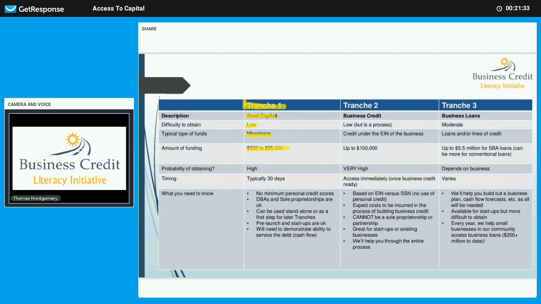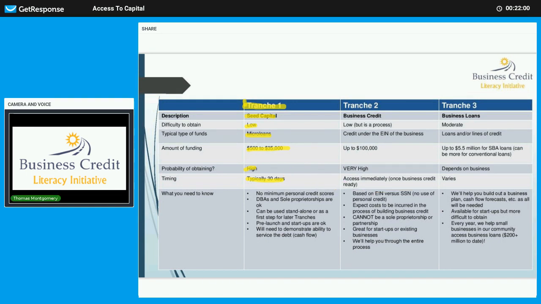Now I realize you might say, oh, $20,000 is not enough. Well, maybe it's enough to get started. Maybe it's enough to buy some inventory or to start a project. It doesn't have to be the end all and be all, but it could be an injection of capital that helps get towards the goal because we can layer tranches. These don't have to be standalone. So probability of obtaining is high, pretty quick turnaround.